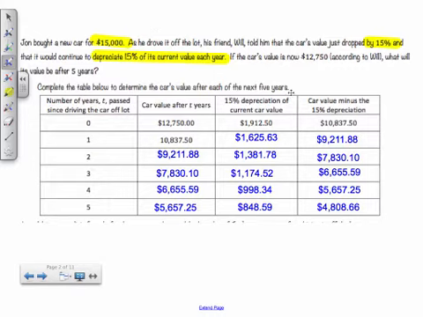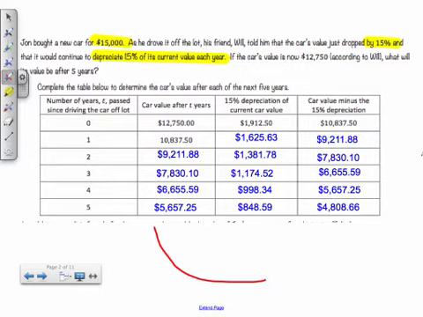One thing I want you to notice is that each time a year passes, the amount of money that is lost on the car decreases. And that follows the pattern that we talked about earlier. When it's exponential decay, it will end up looking like that, as opposed to growing exponentially the other way.